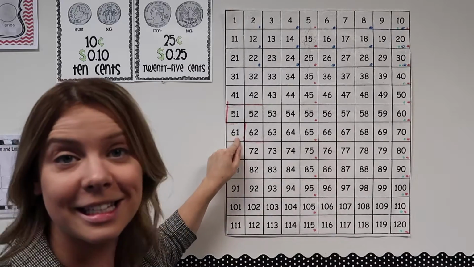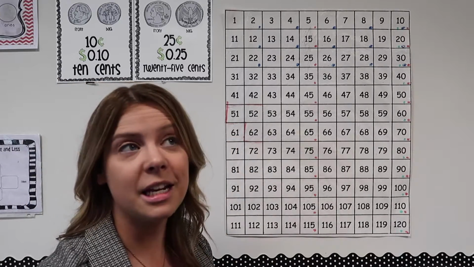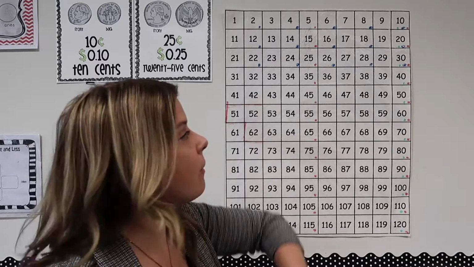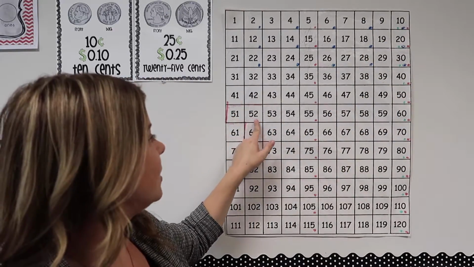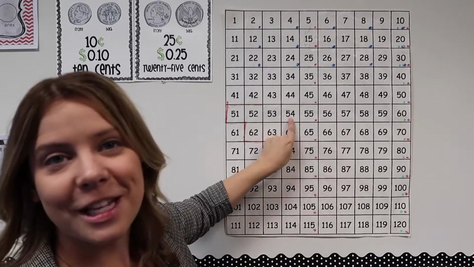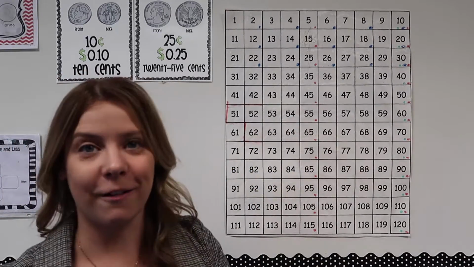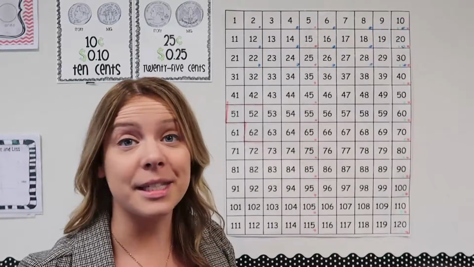6, 1 is 61. If we needed to find the number 54, we would count 10, 20, 30, 40, 50, and then we'd go 51, 52, 53, 54 right there. 5, 4, 54. And that's how you use the 100s chart, or the 120 chart, to help you with counting and finding numbers. So there you go. I will send a 120s chart to you so that you can use it at home whenever you're trying to think of big numbers.